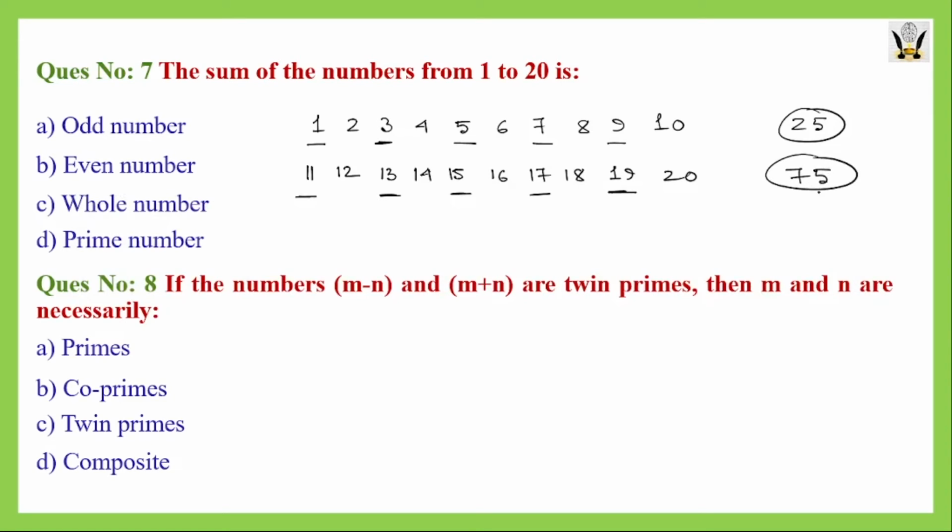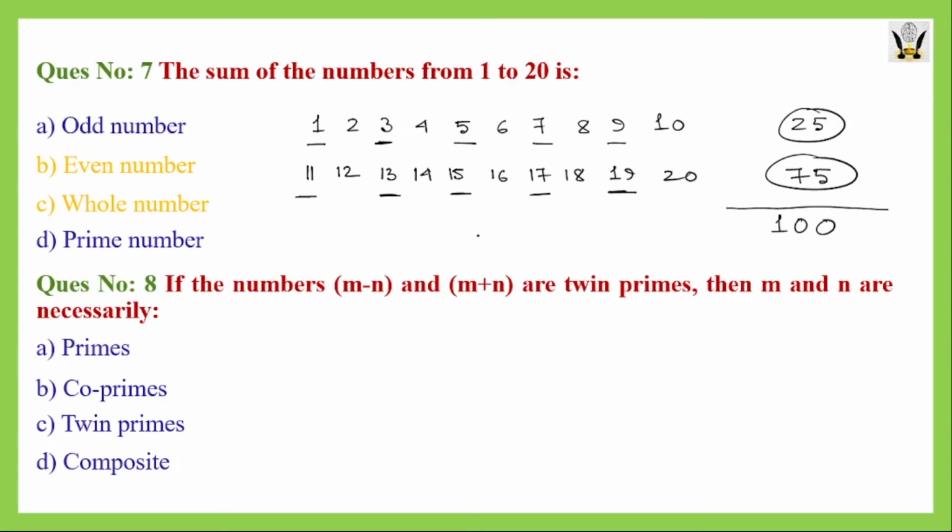and that is 75. And when we add these two odd numbers, definitely that will be an even number as we know, and that value is 100. So the summation of all the numbers from 1 to 20 will be even, so that will never be odd, and if it is even, then that will not be a prime number. And since it is an even number, apart from that, the value will also be a whole number, as we are adding whole numbers only.